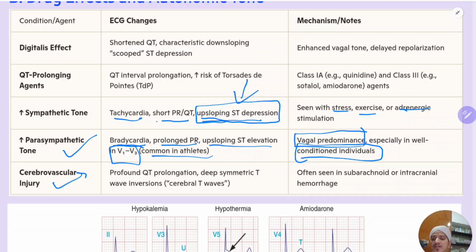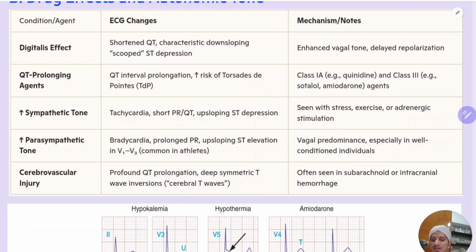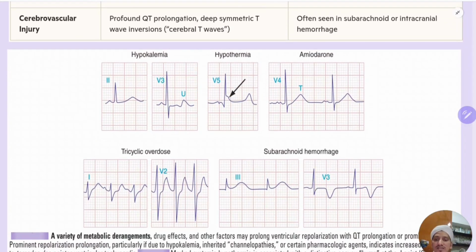Next thing, this I have explained in the topic of differential diagnosis of symmetric T-wave inversions. So profound QT prolongation, deep symmetric T-wave inversions you can see in any cerebrovascular event like subarachnoid hemorrhage, intracranial hemorrhage. Okay, so you see some ECGs here.